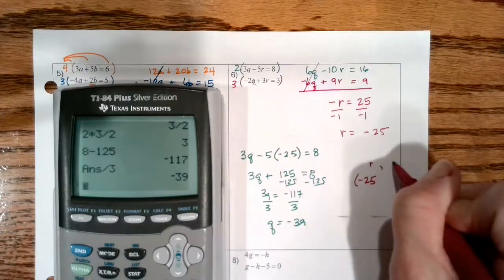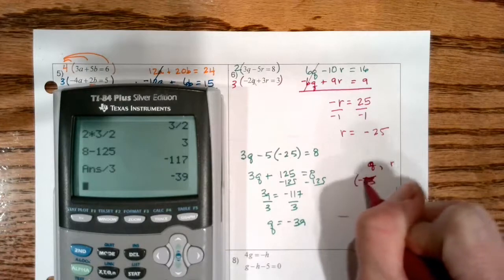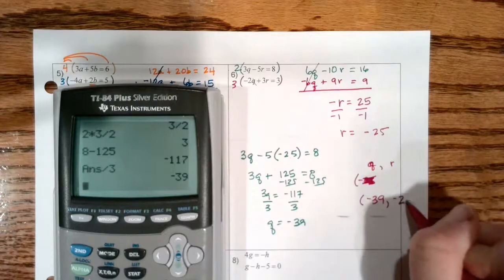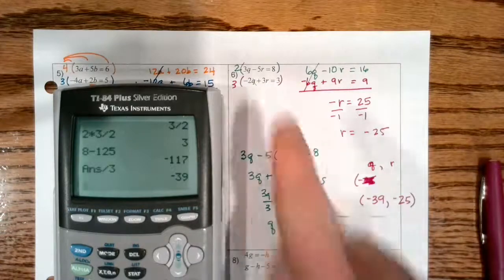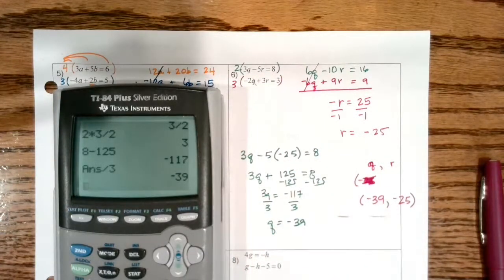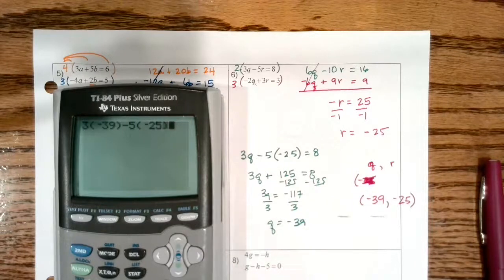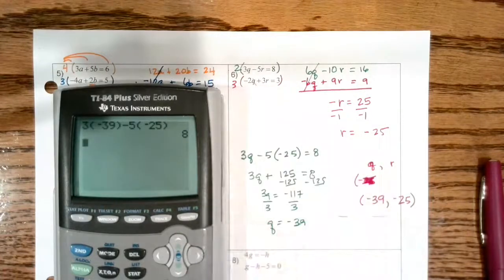Usually with Q and R, we're going to go ahead and write our ordered pair in alphabetical order. So we'll say negative 39, negative 25. If I want to test to see if I did it right, all I need to do is go ahead and do 3 times my value for Q minus 5 times my value for R, and I get 8. So that's a good way of checking. We can check it here too.